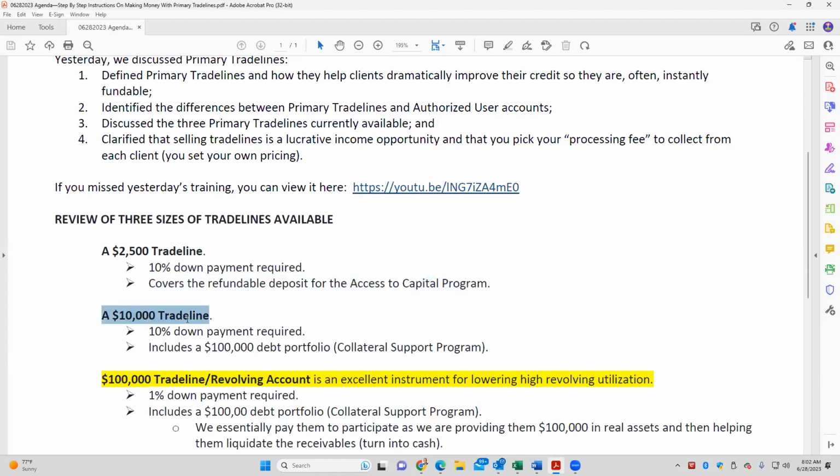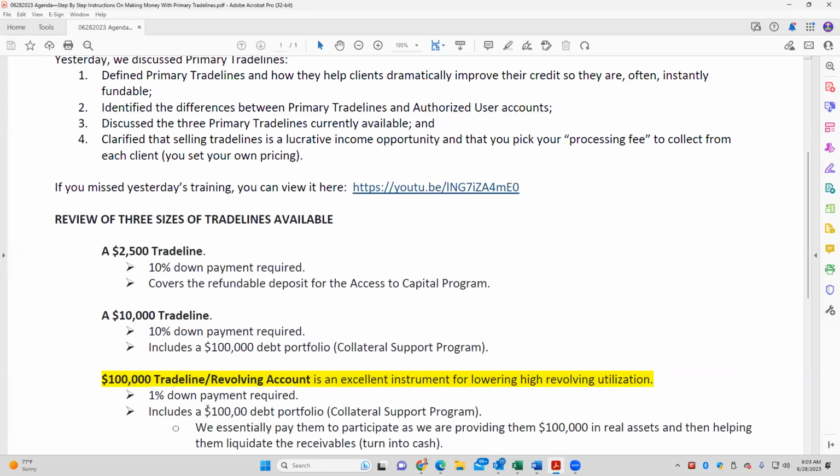The second is a $10,000 trade line, also 0% interest, which all 3 of them are. Now, this is typically used when clients are getting the collateral support program because this provides the financing for them, whereby they're receiving a $100,000 debt portfolio, which we'll talk more about in just a moment. I believe that 99% of your trade lines that you will sell or place or help clients with will be as highlighted here. It's going to be the $100,000 trade line.